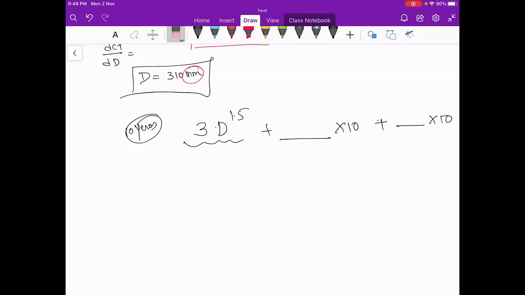Units, don't worry. They have not asked the unit. I have just put that. Why do we add annual operation cost? Because we want the total cost. You want an optimum diameter, means you want a total cost for that. You have to add.